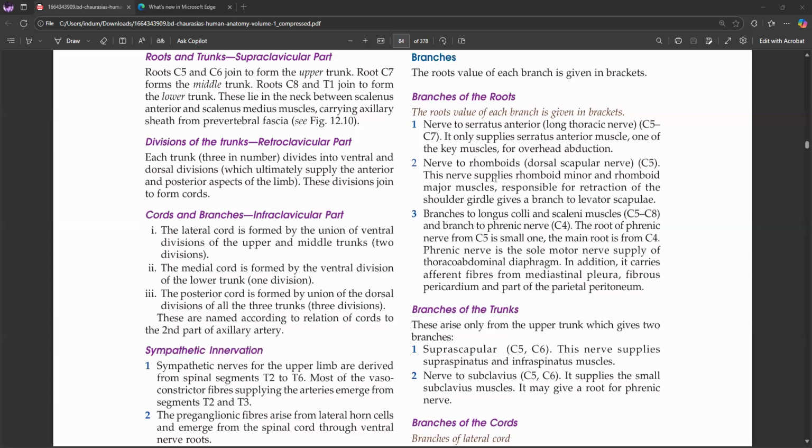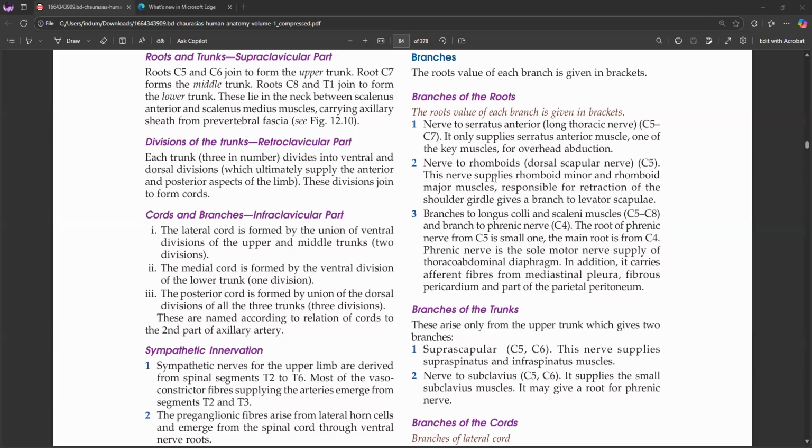Number 2, nerve to rhomboids, dorsal scapular nerve, C5. This nerve supplies rhomboid minor and rhomboid major muscles responsible for retraction of the shoulder girdle, giving rise to levator scapulae. Number 3, branches to longus colli and scalene muscles C5 to C8 and branch to phrenic nerve C4.